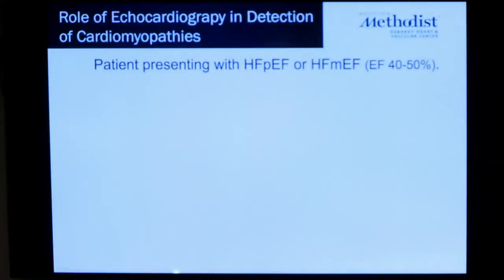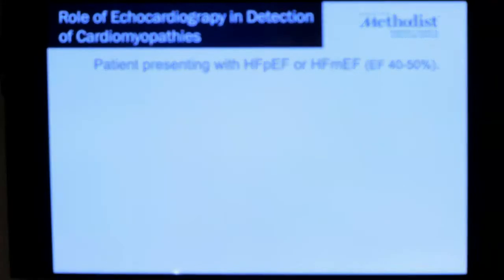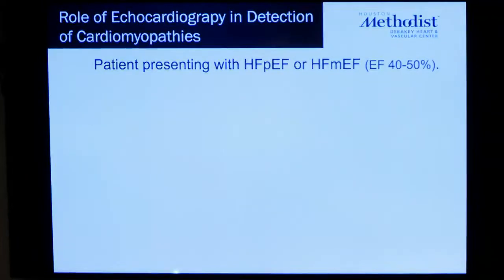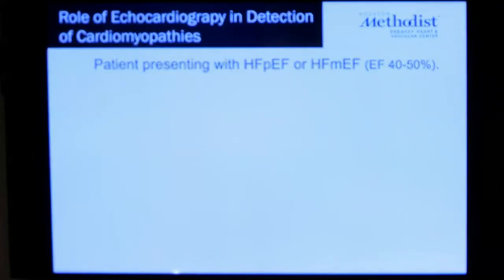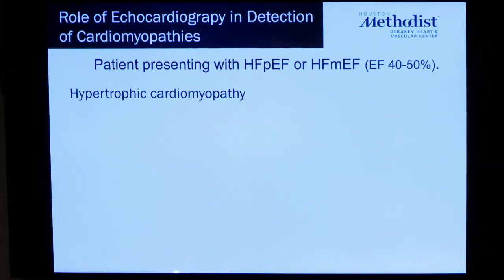Now, you have this group of patients, we see a lot of them, presenting with HFpEF, or what we call now HFmrEF, which is ejection fraction in that sort of 40 to 50% range. And there's a lot of them. And many of them are just good old HFpEF with hypertension, diabetes, and so on. But they can also be other cardiomyopathies. And that's where we have the hypertrophic and we have the infiltrative cardiomyopathy, with amyloid and sarcoid being two of the important ones. So a couple of words about hypertrophic cardiomyopathy.